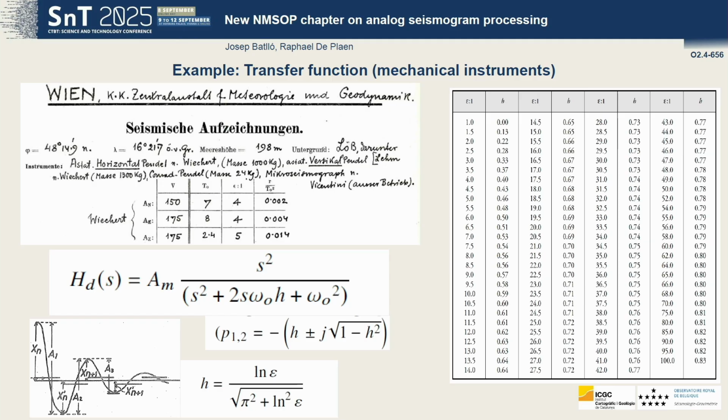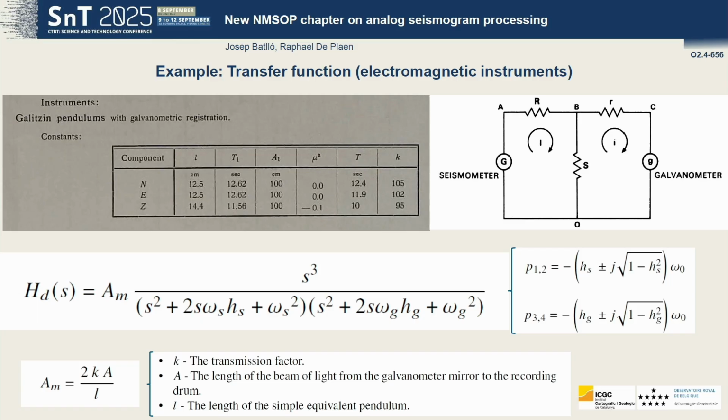Now we don't care. I even prepared a table with the values. I mean, you don't need to make even the calculation. For the electromagnetic instruments, it's the same. The transfer function is not exact. This is a simplified version.